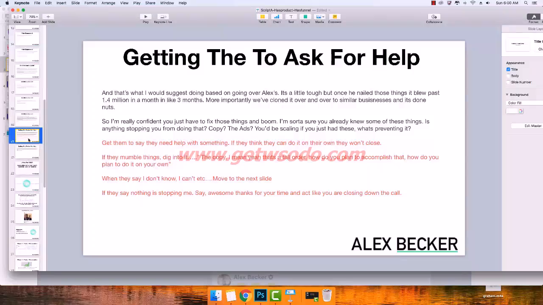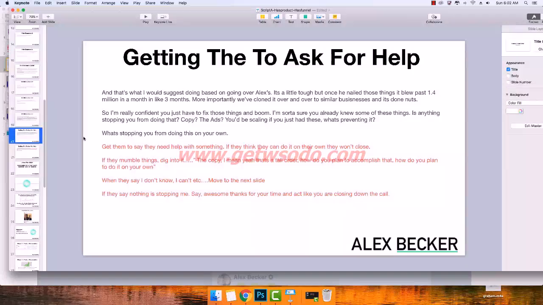So we know this is where the problems are for you. These are the things you need to fix. So I'm really confident that if you fix those problems, you're going to have a big boom. The thing is, I'm sure you already sort of knew these things. Is anything stopping you from doing that? What's stopping you from going and applying everything we talked about in this call? The copy, the ads? If you had these things, you'd be scaling and growing this on AdWords really easily. What's preventing it?